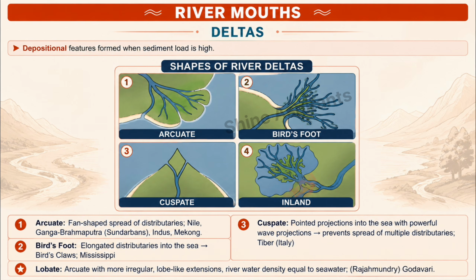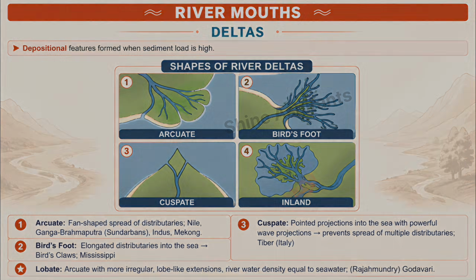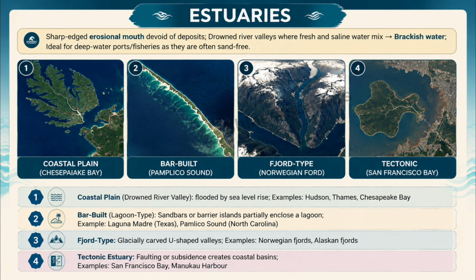Example: Mississippi. 3. Cuspate delta, pointed projections into the sea, with powerful wave action preventing spread of multiple distributaries. Example: Tiber, Italy. 4. Lobate delta, arcuate with more irregular lobe-like extensions. River water density equal to seawater. Example: Godavari, Rajahmundry. Estuaries. Sharp-edged erosional mouth devoid of deposits.